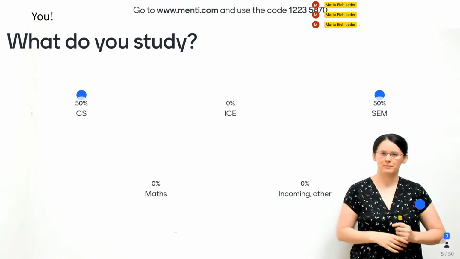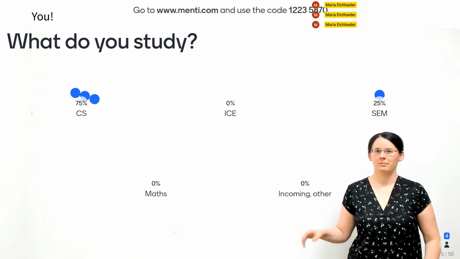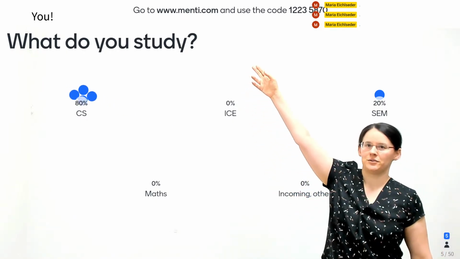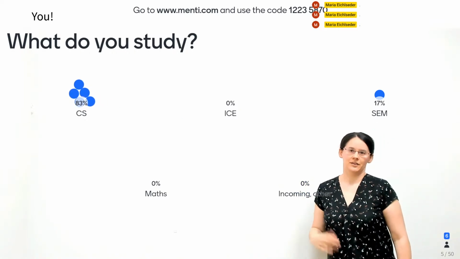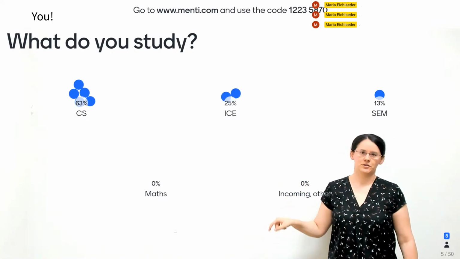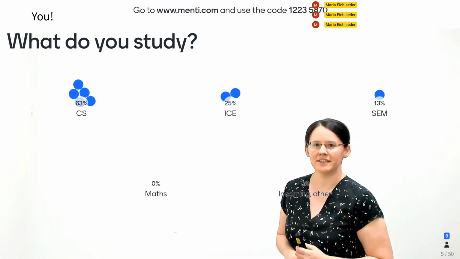So I'd particularly be curious what your degree program is. If you want to show up here, just go to the URL you see on the top here and enter the code you also see on top. There's also a direct link in the description of this video below. So let's have a look at the results.